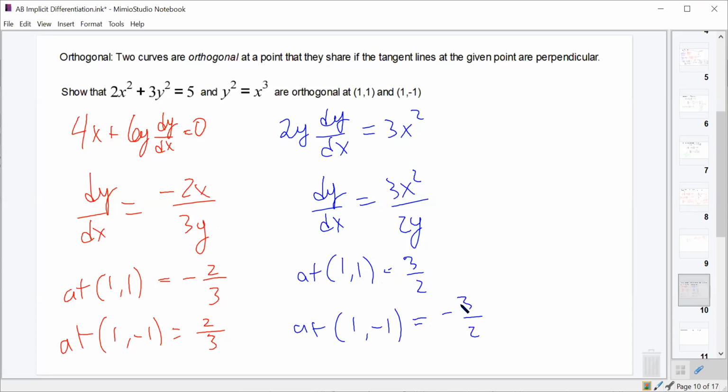And so at the points that they share, (1, 1) and (1, -1), they have slopes that are opposite reciprocals. Therefore, we can say that these two curves are orthogonal to each other at those points. Good or no? Good. All right, cool.